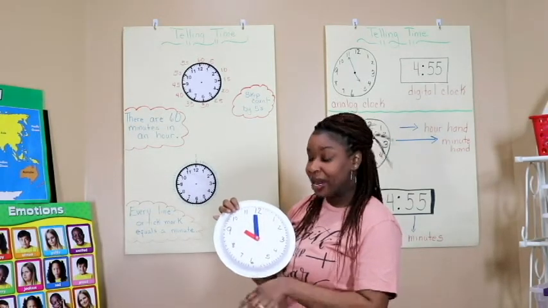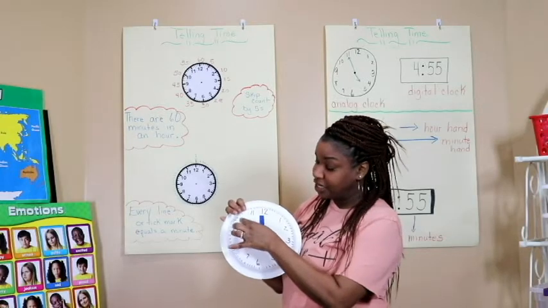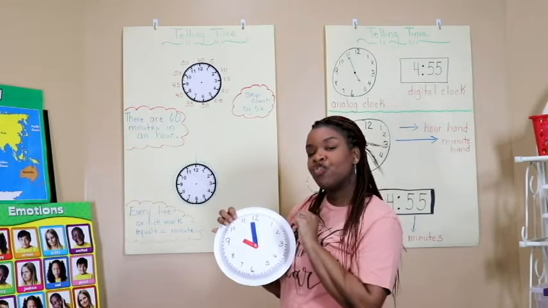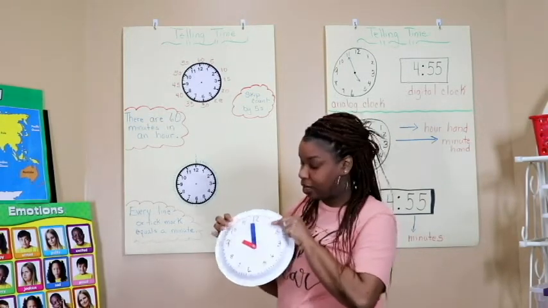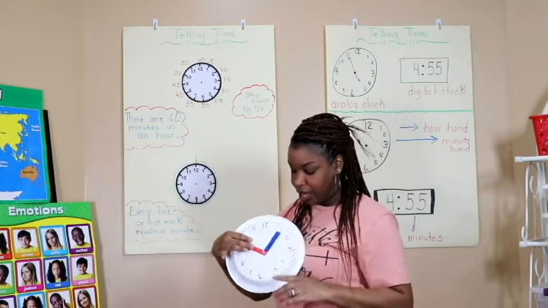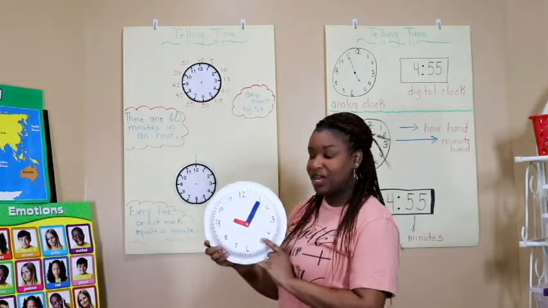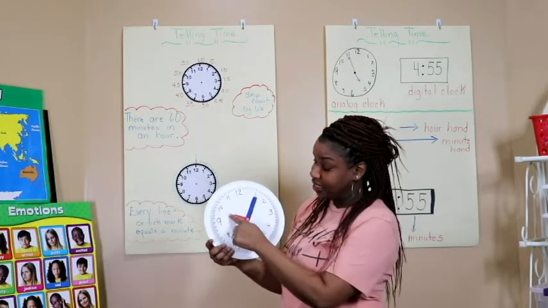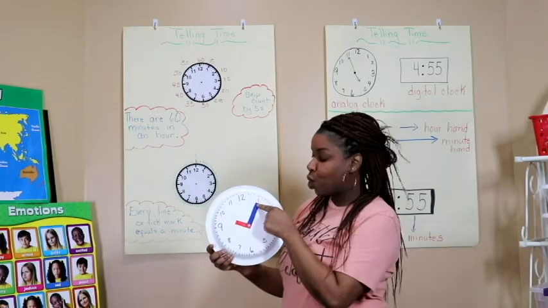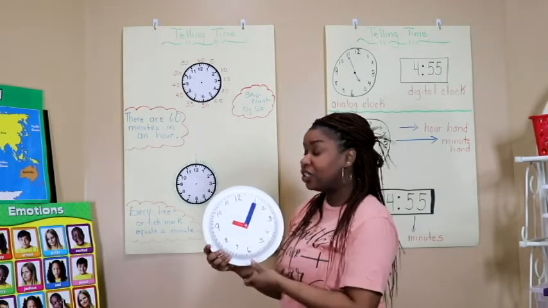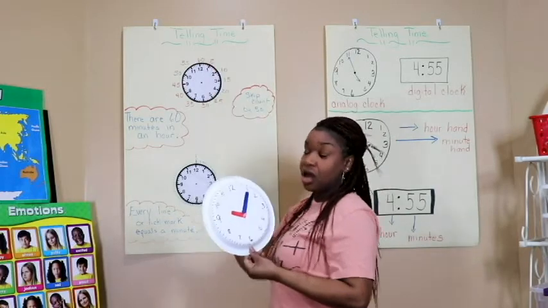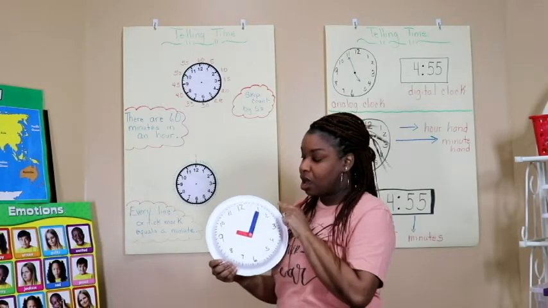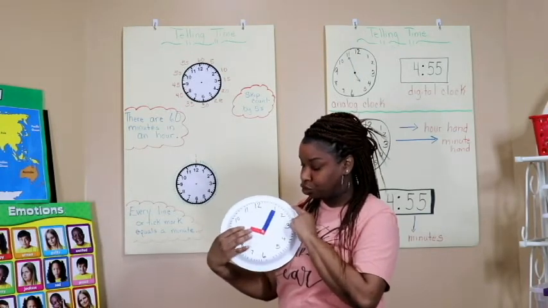Okay, now we're going to move the minute hand. I have my hour hand. I'm going to leave it on the 10. Hour hand is pointing to the 10. Now my minute hand is on the 12. I'm going to move my minute hand to the 1. Now let's see what time it is. You always start with the hour first. So we have 10. What is this? No, it's not 10:01. It is what? Skip count by fives. It is 10:05. Yes.